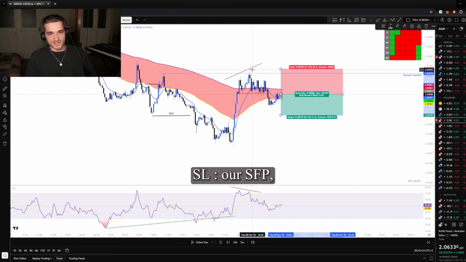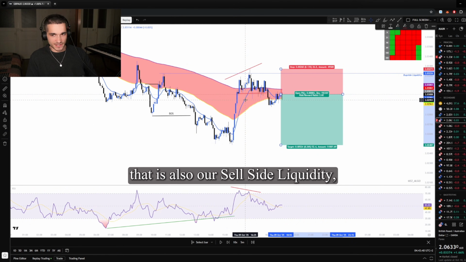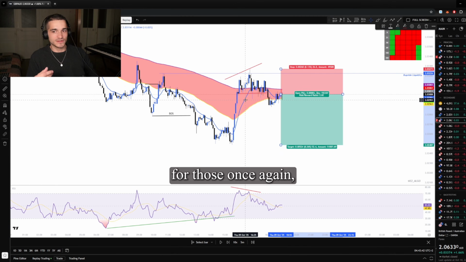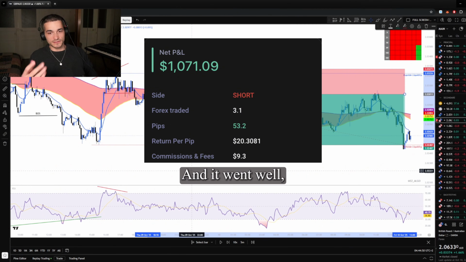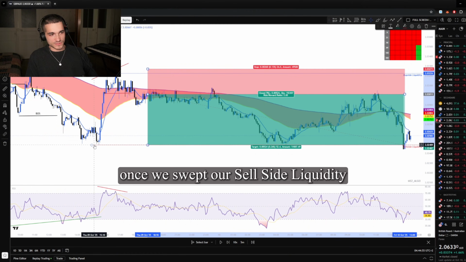SL above the SFP, target the low, which is also our sell side liquidity for those, once again, who know how SMC works. And it went well, and I took profit on this candle once we swept our sell side liquidity.